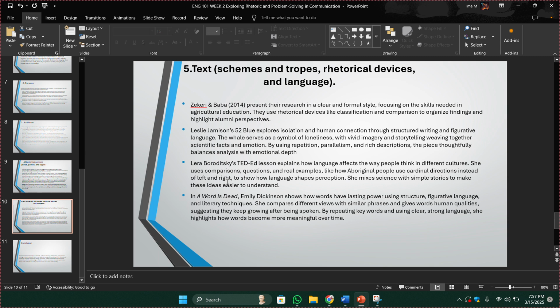And then fifth, we have text, scheme, and tropes. This talks about what the text is, what the scheme of the article is about, and the rest of them.